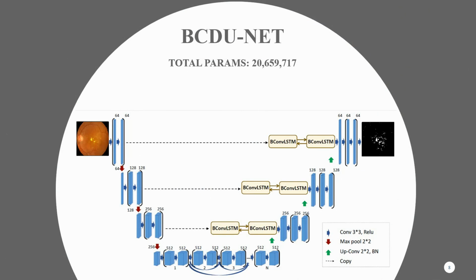BCDU-Net. Being inspired by U-Net, bidirectional convolutional LSTM, and dense convolutions, we use BCDU-Net, a convolutional network developed for image segmentation. The network exploits the strengths of bidirectional convolutional LSTM modes and densely connected convolutions. The BCDU-Net encoding path consists of 4 steps. Each step consists of two 3 by 3 convolution filters, 2 by 2 max pooling, and a ReLU activation function.